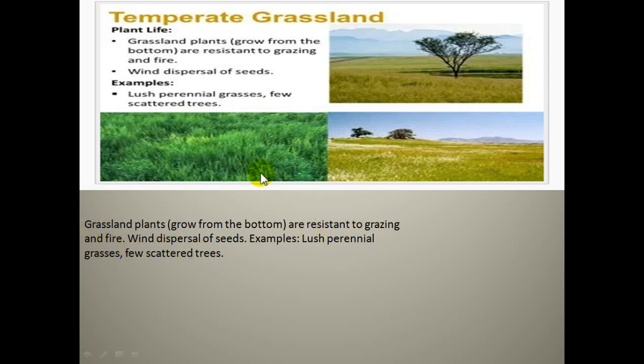They are not easily eaten by the animals because they have very strong roots and they are very short. So that's why they are not easily eaten by the animals. Wind dispersal of the seeds, example: lush perennial grasses, few scattered trees.